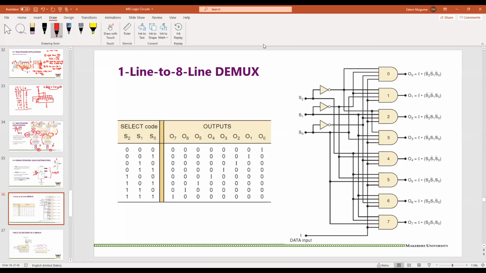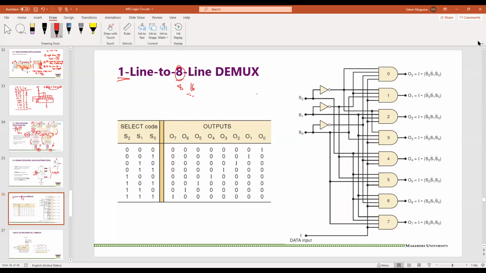Now, we have a 1 line to 8 line demultiplexer. We always have a 1 line on the input, and on the output we can have a number of outputs, but we only send the signal to one of those. We can have 8, we can have 4, we can have 16, and so on. But this is the common one, the 1 line to 8 line demultiplexer.